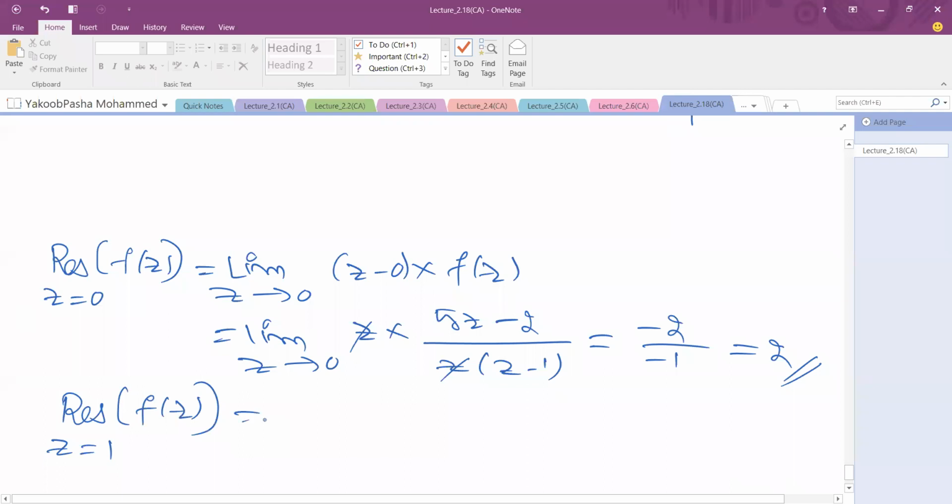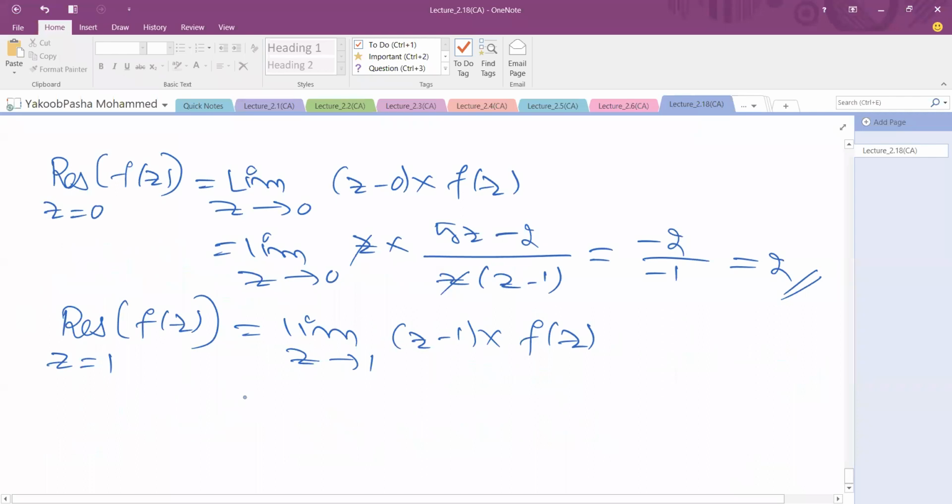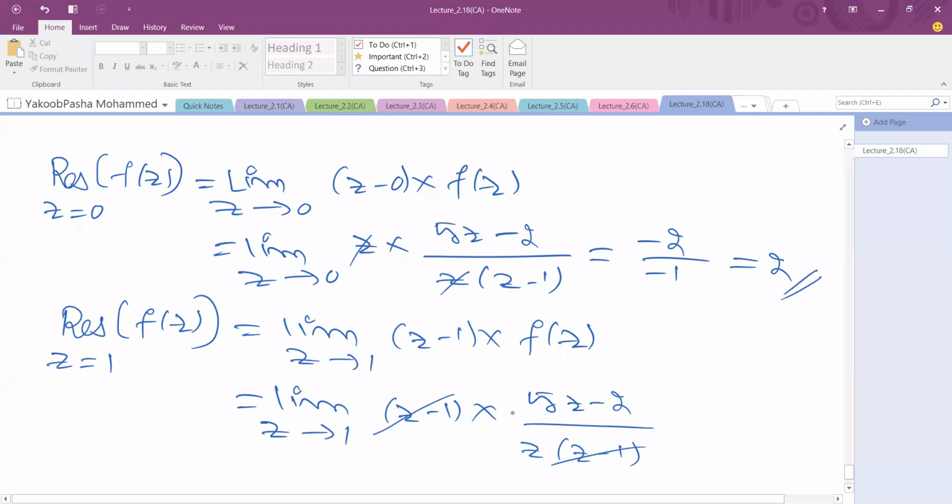Again calculate the residue of the function f of z at z is equal to 1, which is limit z tends to 1, z minus 1 into f of z, because z is a simple pole. So we can use this formula, limit z tends to 1, z minus 1 times f of z, where f of z is pi z minus 2 divided by z into z minus 1. Okay, z minus 1 cancels. Now apply z equal to 1 here. As z tends to 1, we get 3 by 1, that is 3.